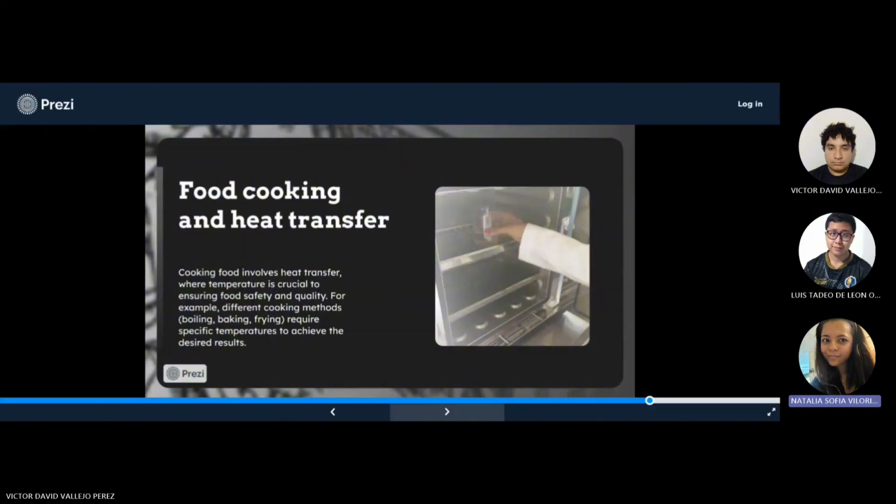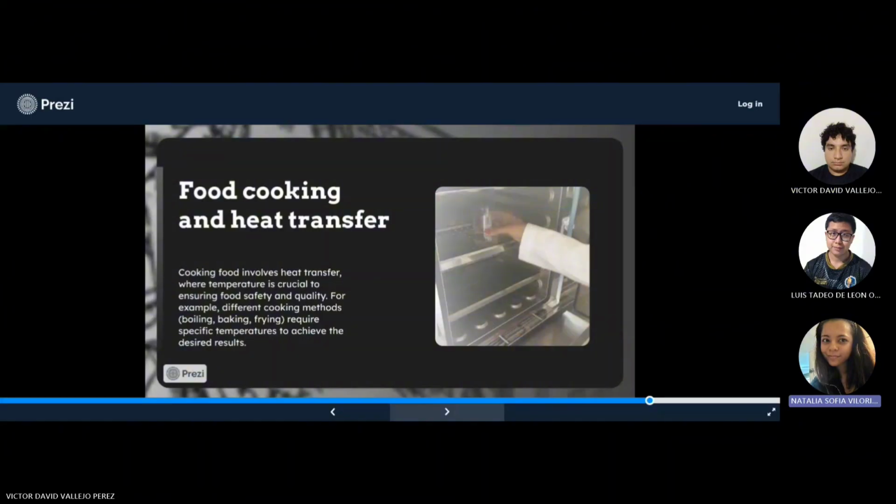Food cooking and heat transfer. Cooking food involves heat transfer, where temperature is crucial to ensuring food safety and quality. For example, different cooking methods, such as boiling, baking, and frying, require specific temperatures to achieve the desired results.